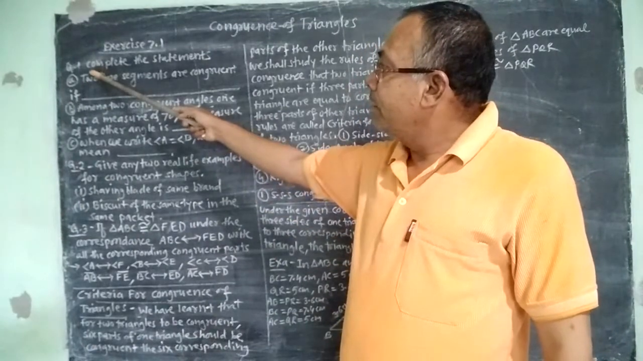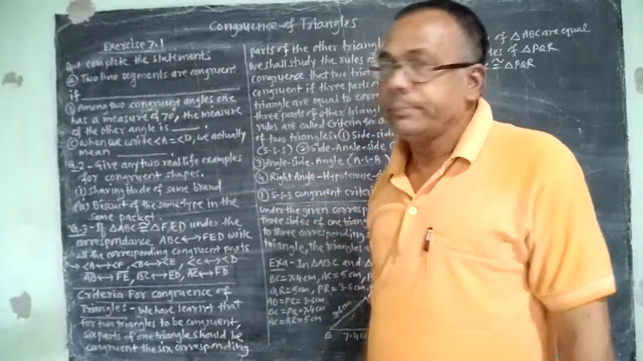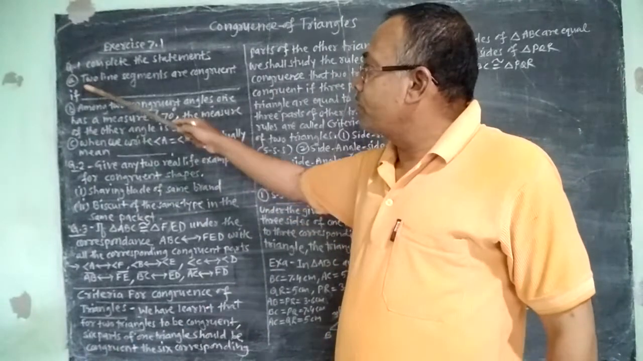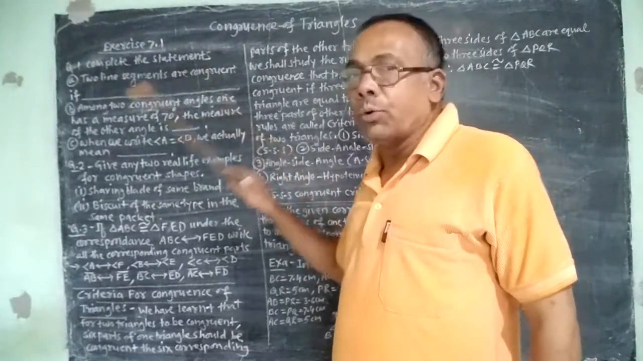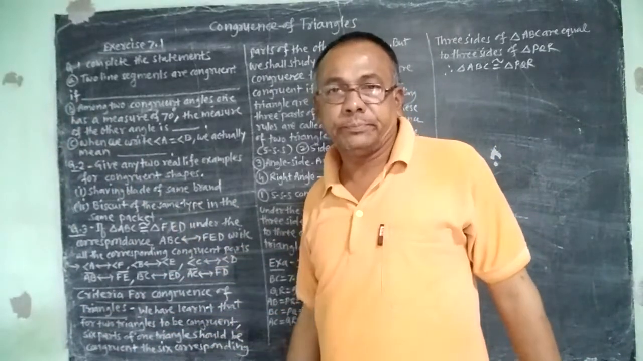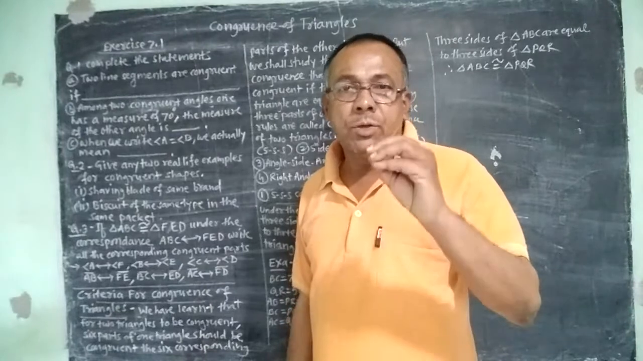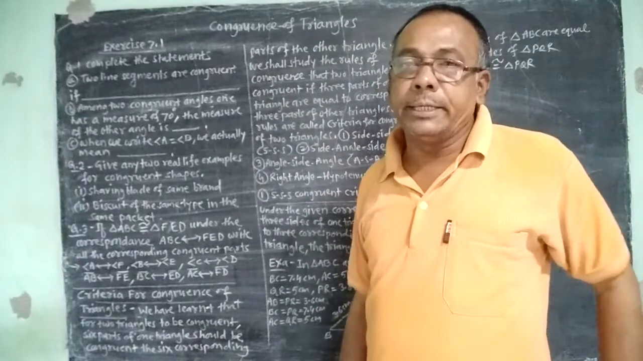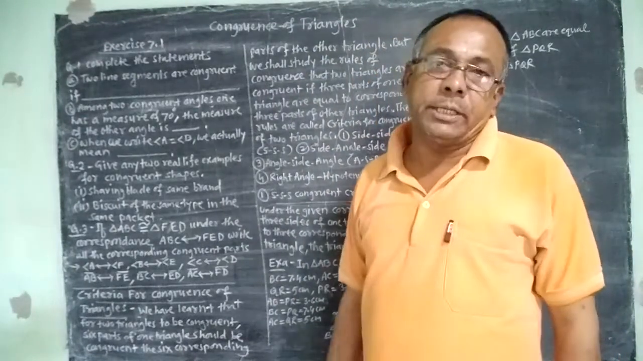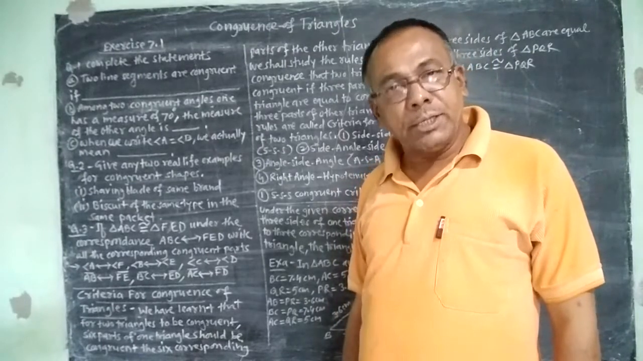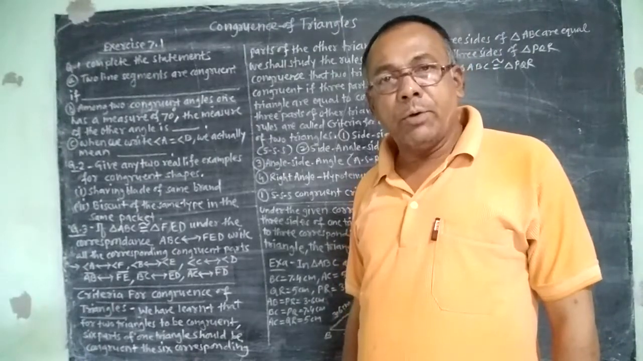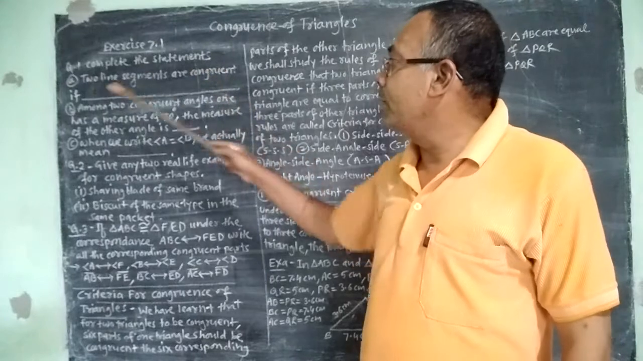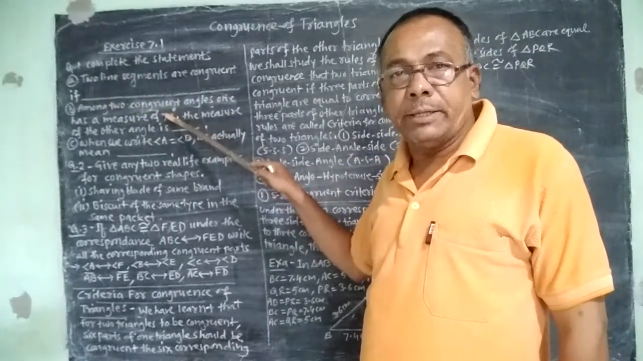In question 1, we are asked to complete the statements. The first question is, two line segments are congruent if dash dash dash. Now we have to complete the sentence. Yesterday we have seen that two line segments are equal when they have equal length or same length. So two line segments are congruent if they have same length or equal length.